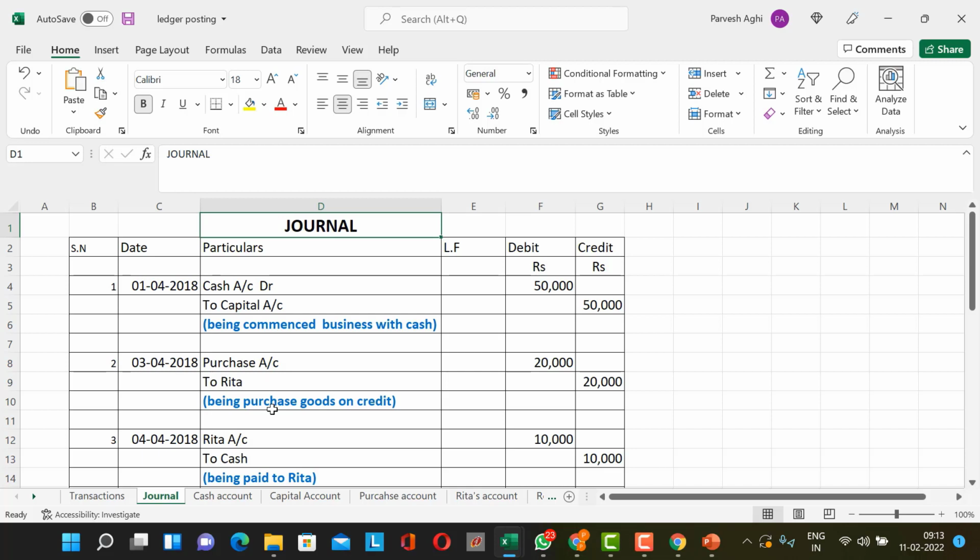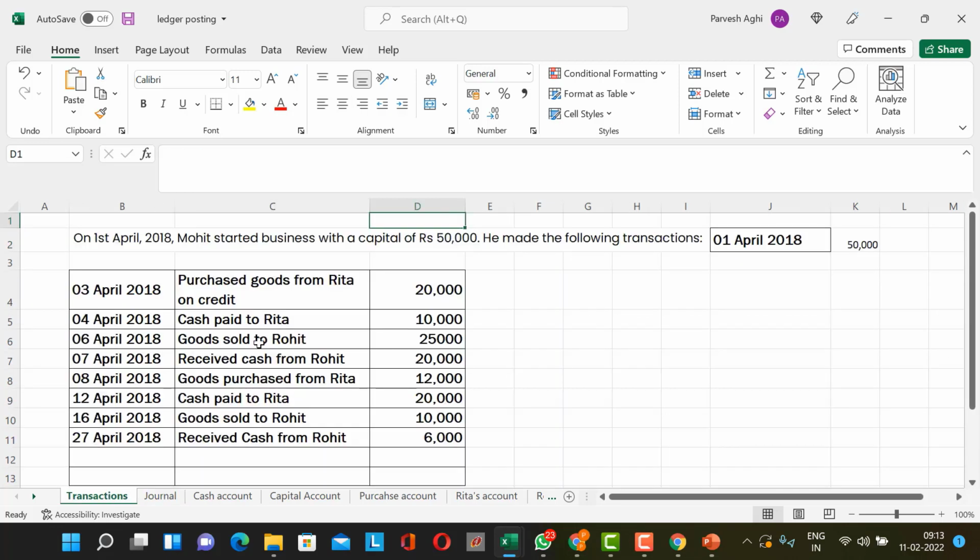Okay, fine. So the first book of accounts, which is the primary book of account, is called the journal. So what we do is we journalize all the transactions. Are you able to see the journal? Yes. So what was the first transaction? The first transaction was on 1st of April 2018, Mohit started business with a capital of rupees 50,000. He made the following transactions. So he started business with rupees 50,000 on 1st of April 2018, which I have written again here, and rupees 50,000 here.